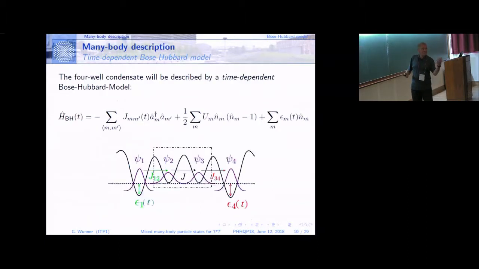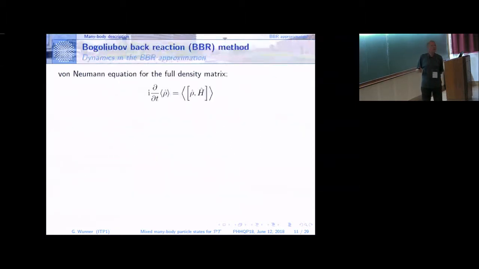So now we will apply this model, this Bose-Hubbard Hamiltonian, to our system. This is again the cartoon that I showed you before. Now the coupling constants between the wells will be time-dependent. So we have to set up a time-dependent Bose-Hubbard model, in particular for the outer coupling coefficients, J12, and the offsets, and similar for this one here.